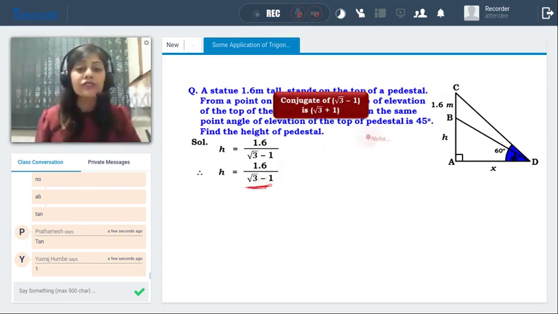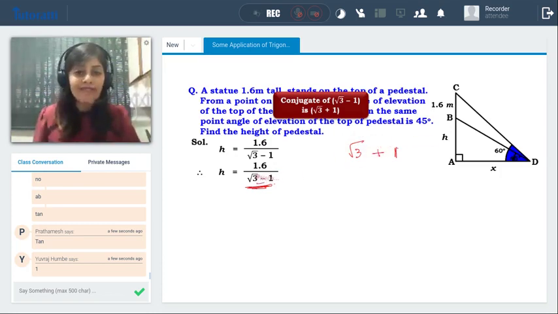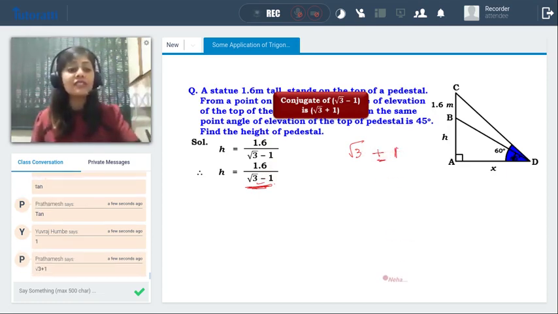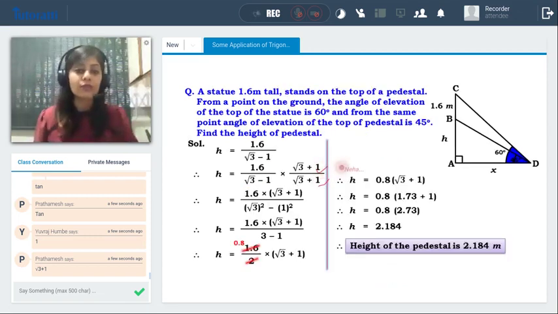What's the conjugate of root 3 minus 1? The conjugate of anything is the same two terms from your expression with the opposite sign. So if you have minus, minus becomes plus, and plus becomes minus. This is known as the conjugate. Now we multiply and divide by root 3 plus 1.